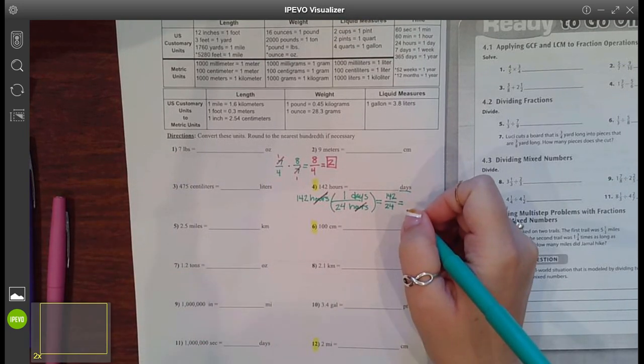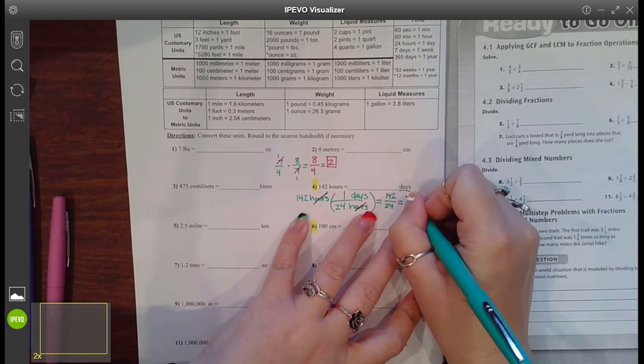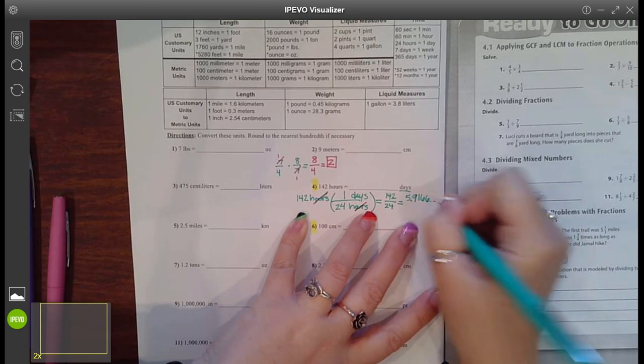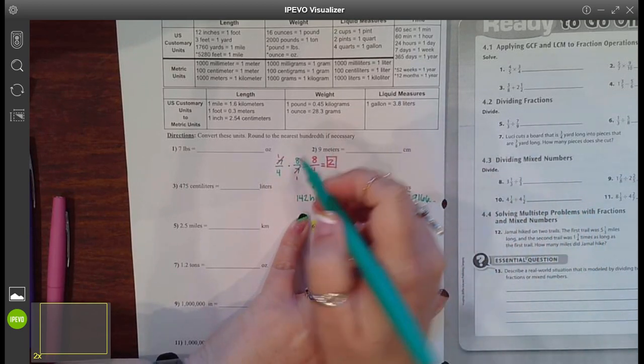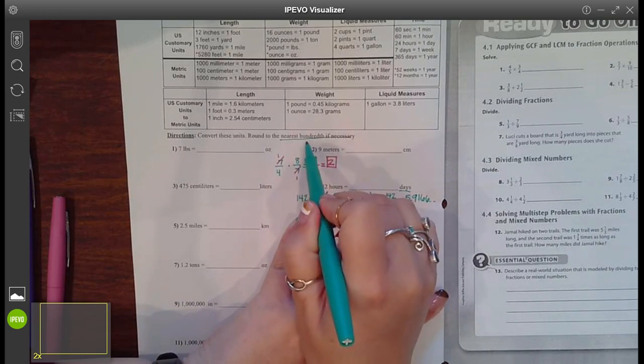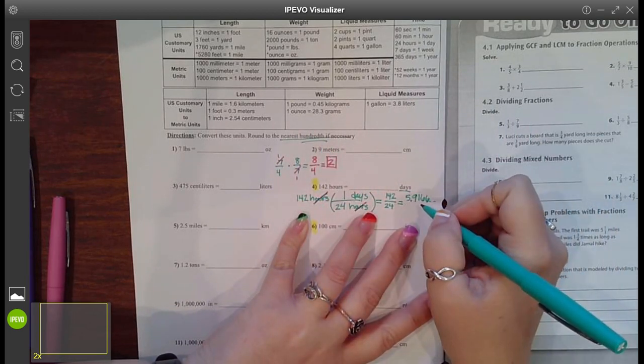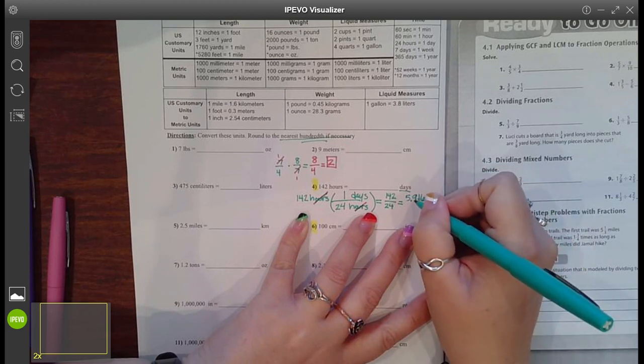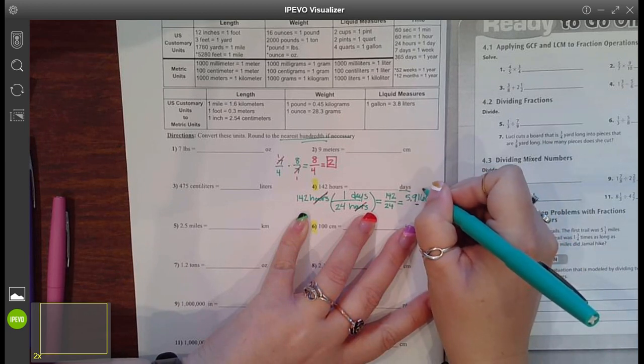So I'm going to plug this into my calculator. Okay, and when I type that in, I get 5.916, and it just keeps repeating. Notice that it said round to the nearest hundredth if possible. So if you have a number that keeps going on and on and on, the hundredth is 2 places after the decimal.